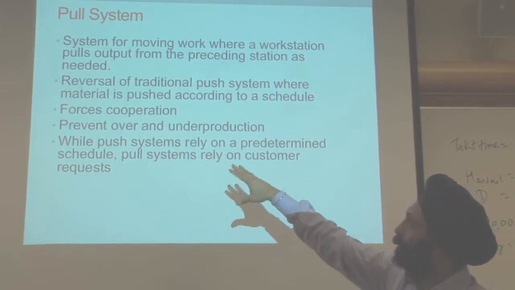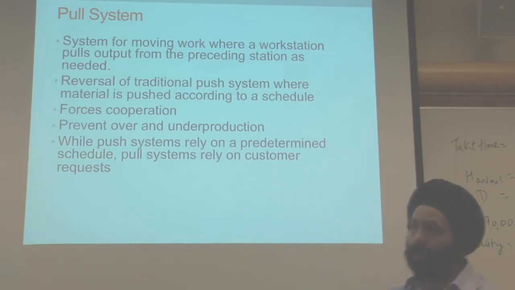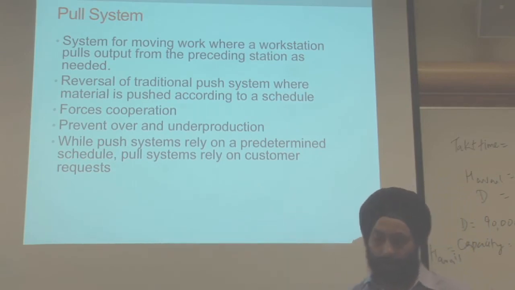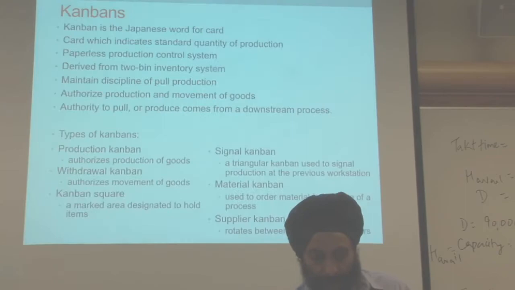Prevent over and under production, while the push system relies on a predetermined schedule where everybody's on their own producing whatever is needed. This way, the pull system relies on customer requests, which requires a lot more communication in this particular case.